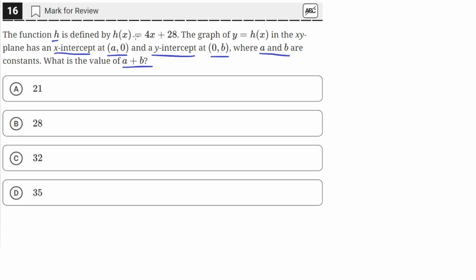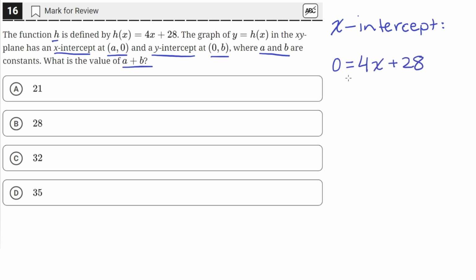So we have this equation here, the equation of a line, and we need to find the x and y intercepts so that we can find the value of a and b, and then we just need to add them together to get our answer. So for the x-intercept, it occurs when the value of y is 0. So then x will be equal to a in this case. So we just need to find the value of x when y, or h of x, is 0. So we'll just set h of x equal to 0 and solve for the value of x.